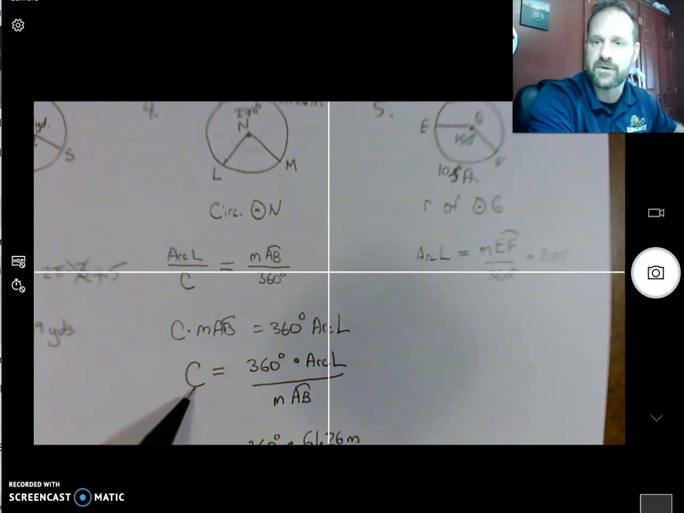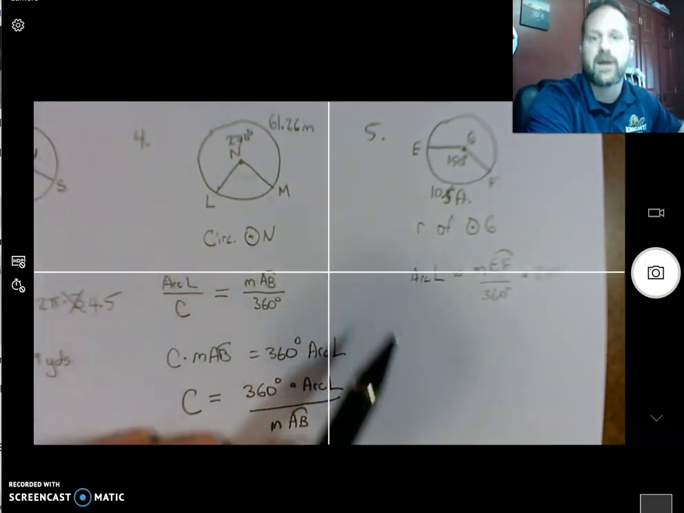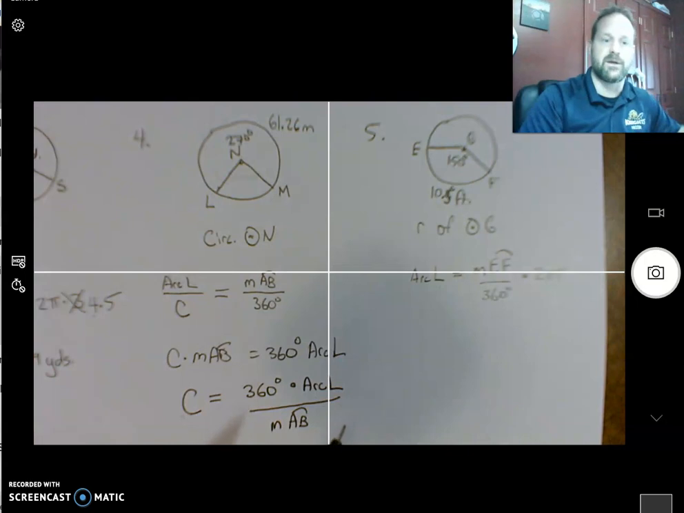I already solved for circumference earlier, and I know that C equals 2 pi r. You know, you could do it that way. I'm just going to say you could do it that way. I'm going to go ahead and plug in the parts. I'll stick with this way.